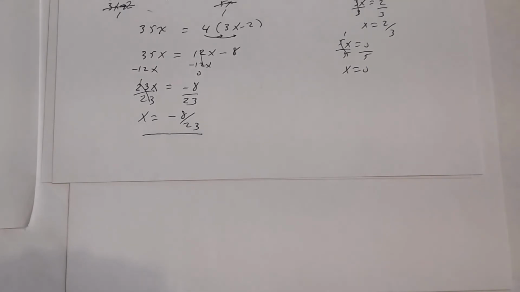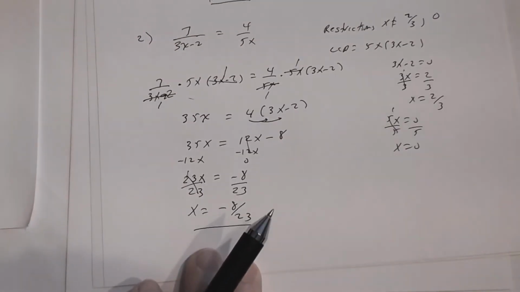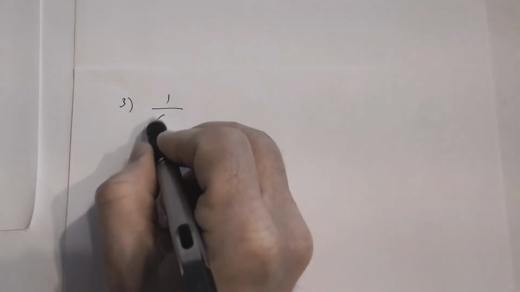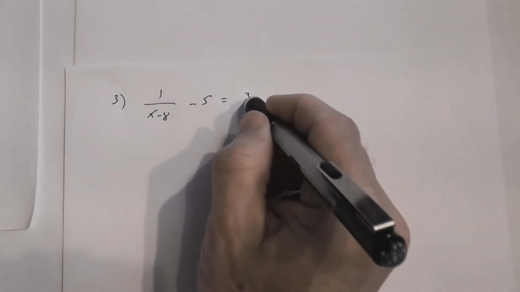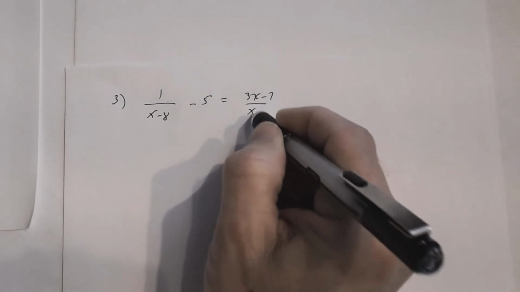All right, let's look at number 3. So you see, it's not that bad. Number 3, we have 1 divided by x minus 8, minus 5, is equal to 3x minus 7 divided by x minus 8.